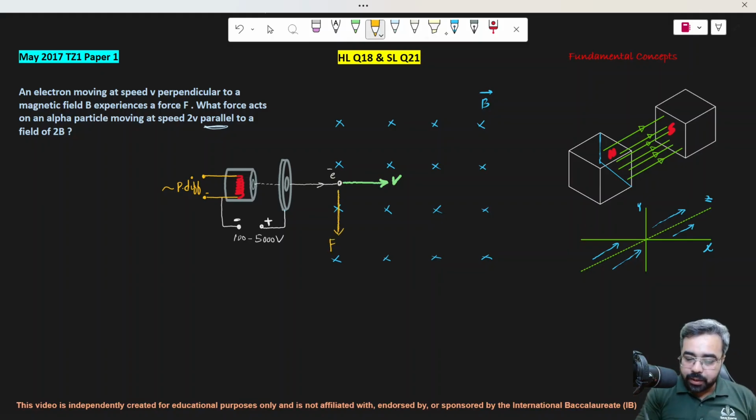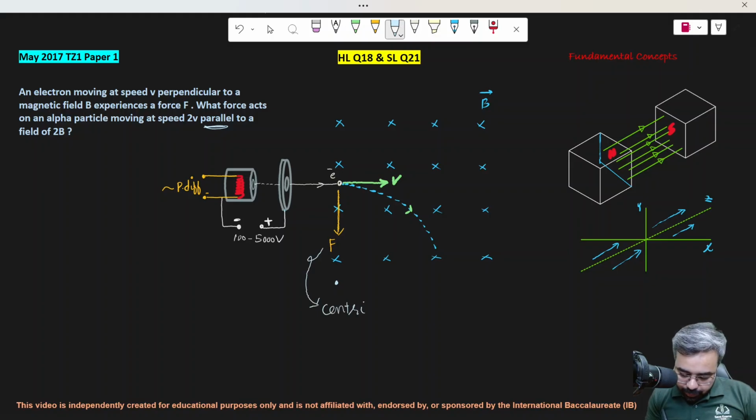Due to this force, the electron will move in a curved path, because this force is acting as a centripetal force. This is a magnetic force, and right now it is exerted towards the center. It behaves as a centripetal force because it always tries to bend the particle. So this force is equal to qvB sine theta. Since the electron entered at 90 degrees, that's why the maximum force is applied on it.